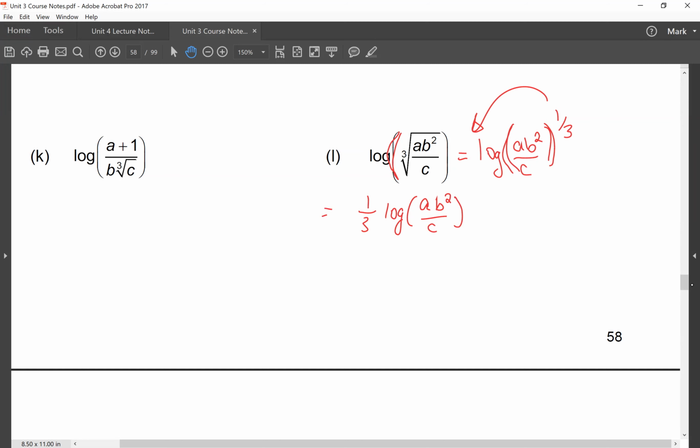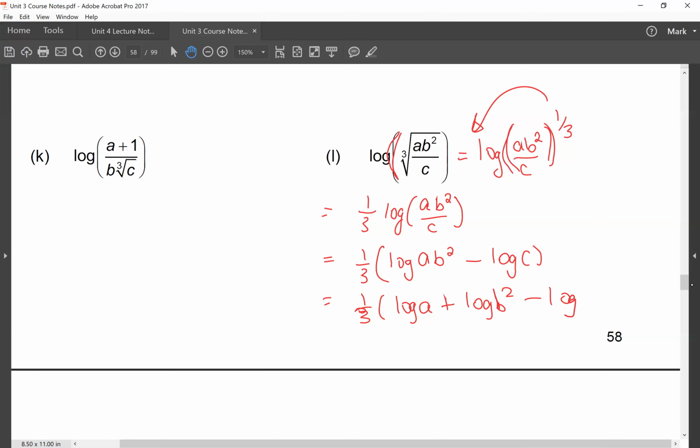Okay, that's step 1. You get a mark for that. Now I'm going to start breaking it down. But the key thing to remember here is you need to keep the 1/3 for everything. So I'm going to go log of AB squared minus log C. I'm going to do this piece by piece. So the AB squared is divided by C. So I'm going to turn that into subtraction. Then I'm still going to keep my 1/3 log. I'll go log A plus log B squared minus log C.